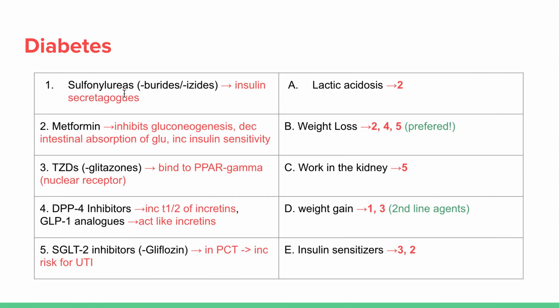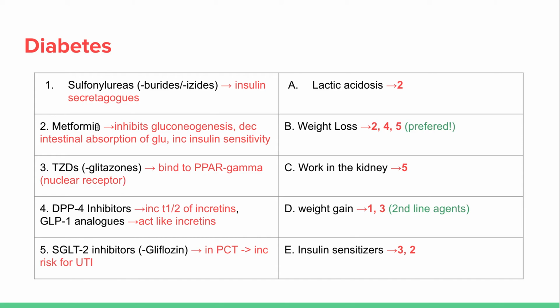Your sulfonylureas, like your glyburide, your izides, these are your insulin secretagogues, right? They help secrete insulin. And what you want to remember is, unfortunately, because they're helping secrete insulin, they will lead to weight gain. Okay, so we don't really prefer drugs that are going to lead to weight gain in someone with diabetes. Okay, so these are second-line agents.